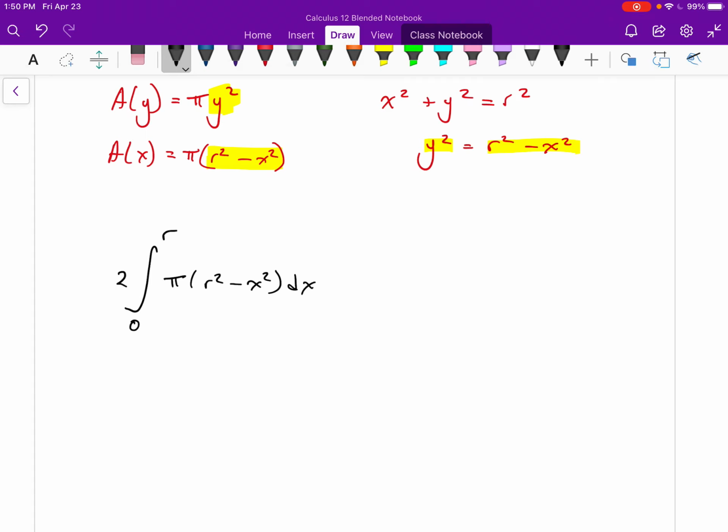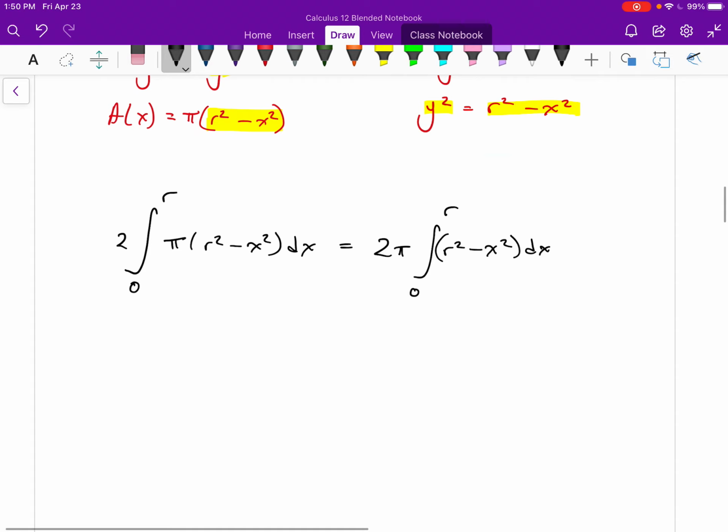At this point, why don't I pull out that constant of pi. I'll write it as 2 pi times the integral from 0 to r of r squared minus x squared. Keep in mind, r is a constant. R is the radius of the sphere. With that said, I can now integrate this. R squared is a constant, like I keep saying, so the antiderivative of r squared is r squared times x, minus the antiderivative of x squared, which is x cubed over 3. And now I can evaluate this integral from 0 to r.